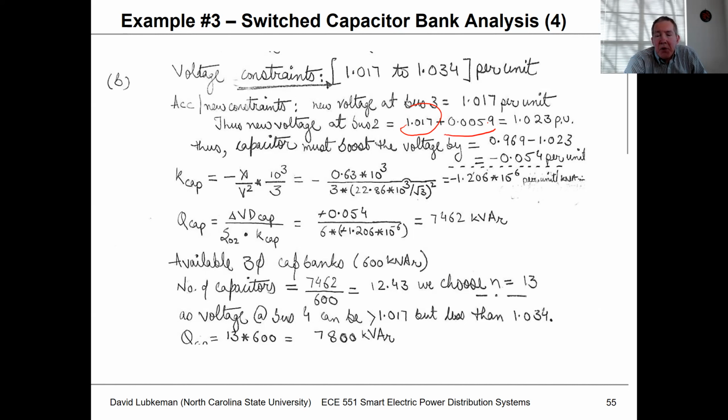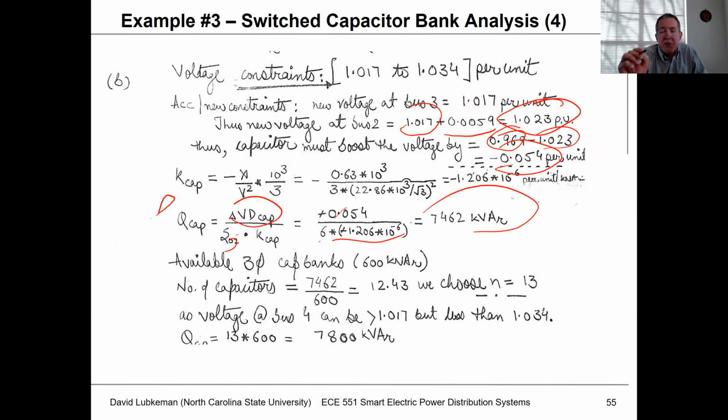Then if I add to that the voltage drop from 2 to 3, that means I've got to get bus 2 up to 1.023. And so the amount of boost that I need is going to be my original voltage minus my new target, minus 0.054. And again, I calculate the K factor for the capacitor. And then given I need a certain amount of voltage boost, I would plug in for the line length and plug in for the K factor for the capacitor. And this gives me the amount of kVAR that I need to have. And again, given that this has to be in increments of 600 kVAR, then you go up to the next larger size, which would give you 7,800 kVAR.